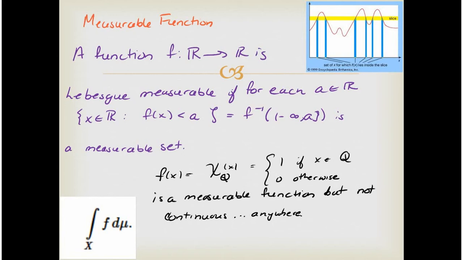So an example that we've looked at already is the characteristic function over the rationals. That's a measurable function because if you took any slice, it would be a measurable set, but it's not continuous anywhere, so it's a very interesting function mathematically.